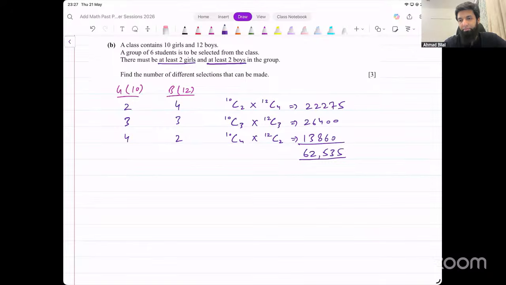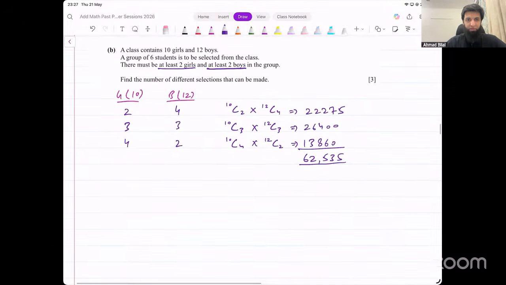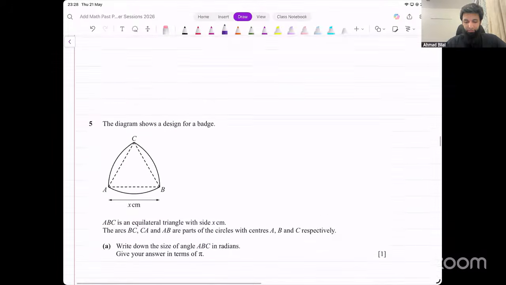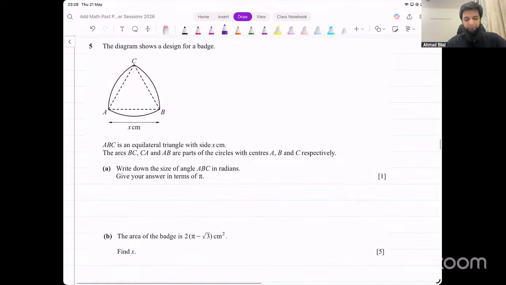Okay. Not that difficult, right? That was pretty straightforward as well. Let's move on to the next one. Question number 5. Now they're saying the diagram shows. So what keyword in the question shows combination or permutation will be used?